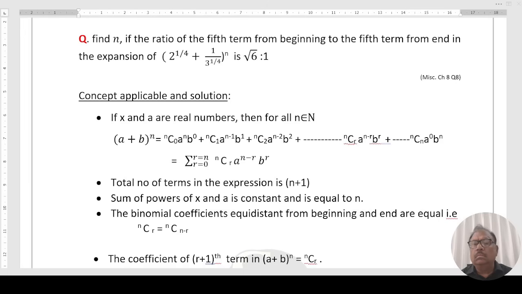Next question. Question is, find n if the ratio of the fifth term from the beginning to the fifth term from the end in the expansion of (2 power 1 by 4 plus 1 upon 3 power 1 by 4) power n is root 6 : 1. Question is taken from Miscellaneous Exercise, Binomial Theorem, NCERT.